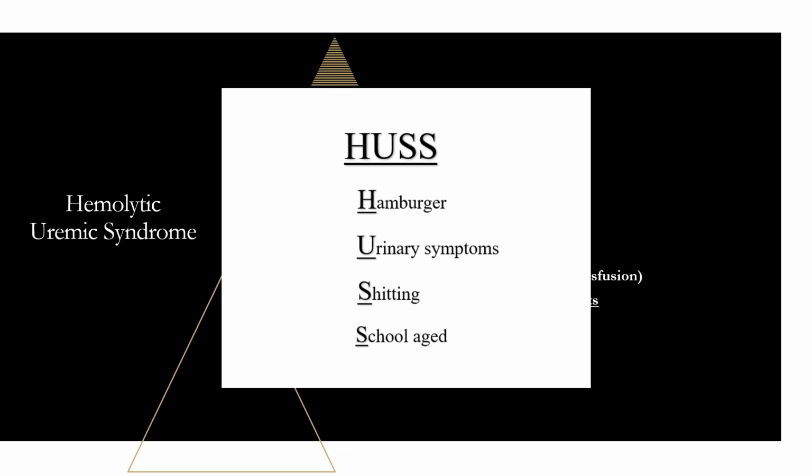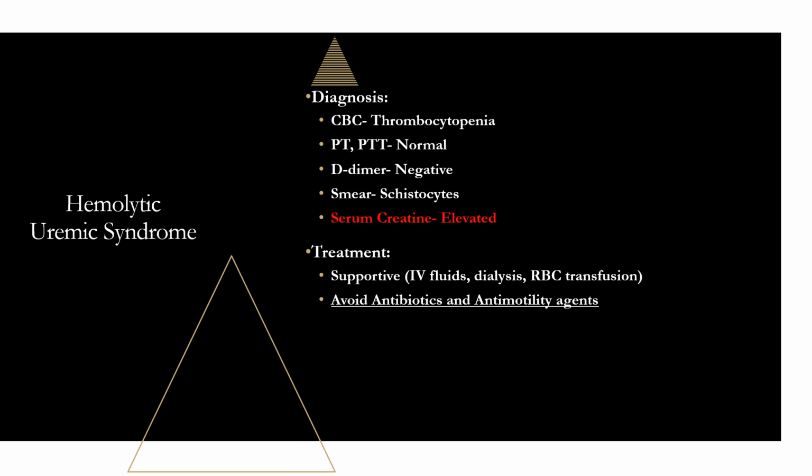I know this seems pretty simple, like it doesn't really tell you a lot, but when you're on an exam and you have all of these different things listed in the answer choices, DIC, TTP, ITP, you're going to be freaking out and not remember anything, and you can't remember which is which. If you just remember these few little simple things, hamburger, urinary symptoms, shitting, school age, it'll kind of get you there enough that you can remember, okay, this is the one with E. coli, this is the one with the diarrhea, and so on. So little things like this will help. Hopefully they do for you.